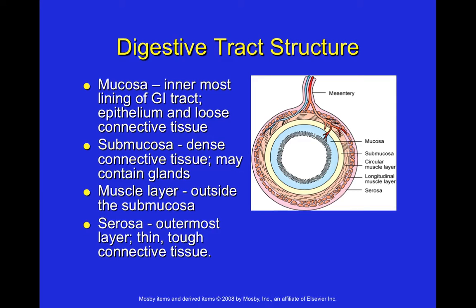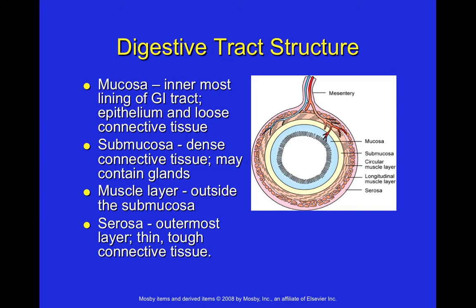So the digestive tract structure is important to know about. The mucosa is the innermost lining of the GI tract. There's epithelium and loose connective tissue. Submucosa is dense connective tissue, and it may contain glands. Muscle layer is outside the submucosa, and the serosa is the outermost layer, the thin, tough connective tissue. This picture is really good. We talked about it in lab. Just gives you an idea.